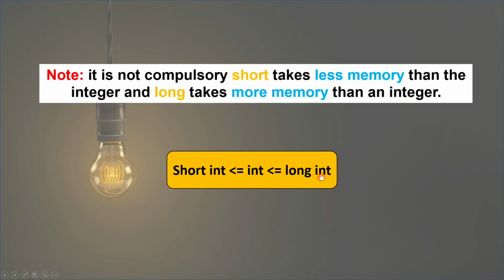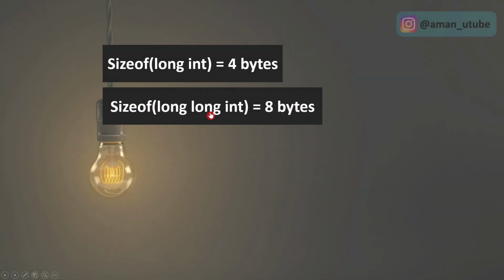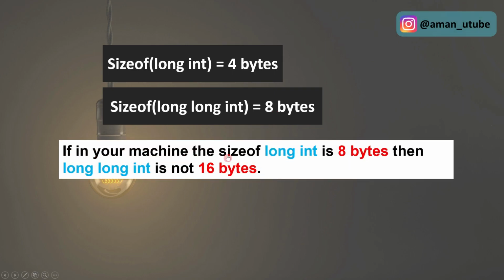If in your machine the size of integer is 4 bytes, then long int makes it 8 bytes. It should be noted that if in your machine the size of long integer is 8 bytes, then long long integer is not 16 bytes. That is why long int is 8 bytes only, or you can say the maximum space to be allocated to a long integer is 8 bytes.